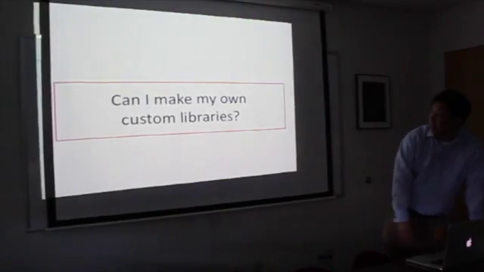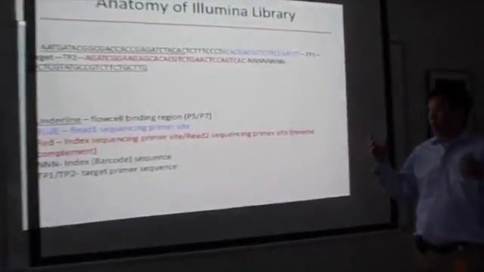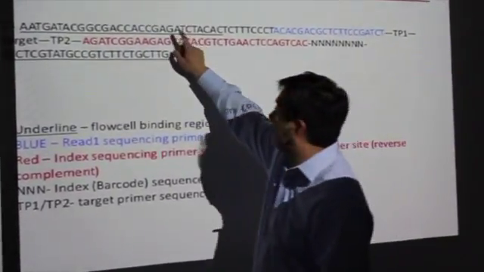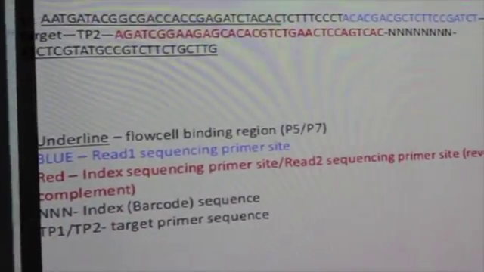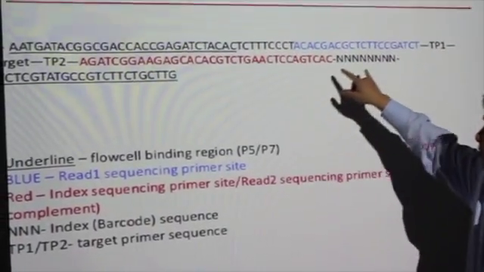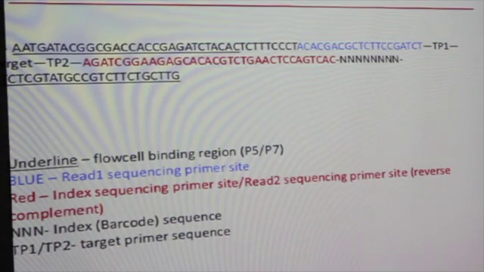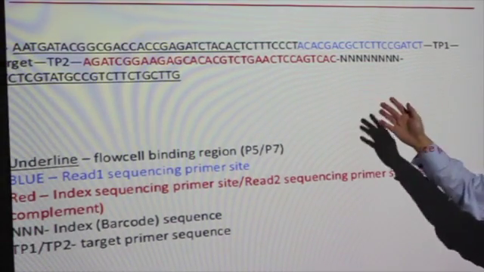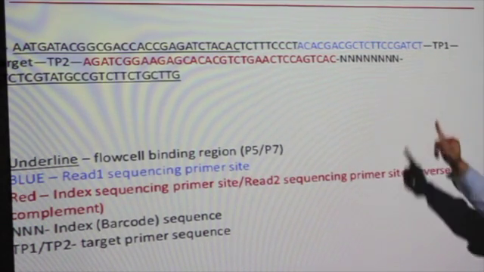So can you make your own library? This is the P5, P7 sequence. P5 is this one, and I think P7 is this one. Those bind to the flow cell. There's some spacer sequence here. This blue sequence is the read sequence. The sequencer adds this primer to initiate sequencing, just like you would do in a capillary sequencer, and the sequencing will start right after this.